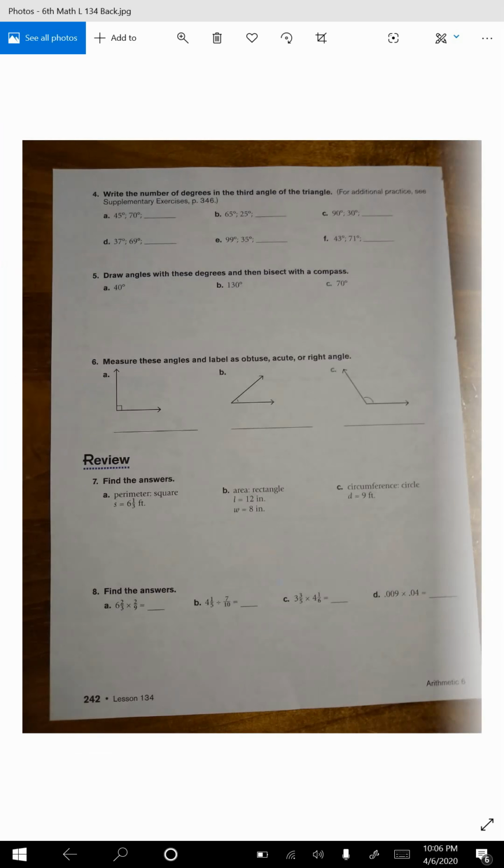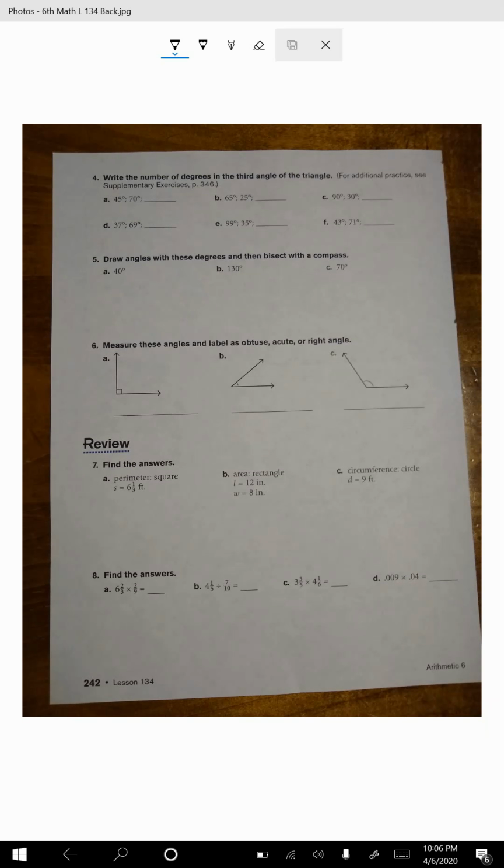There we go. All right, so write the number of degrees in the third angle of the triangle. So just add up the two. We have 45 and 70. Can you add that up in your head? Did you try it? Did you get 115? At that point, take 115 and subtract it from 180, because that's how many degrees are in triangles. And I get 65. What about you?